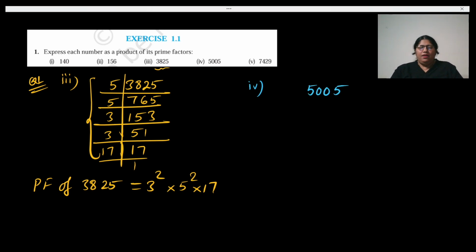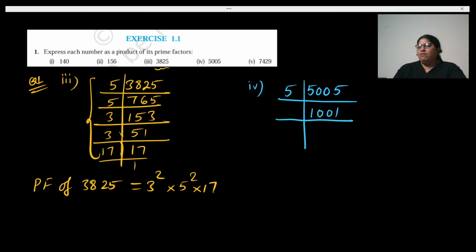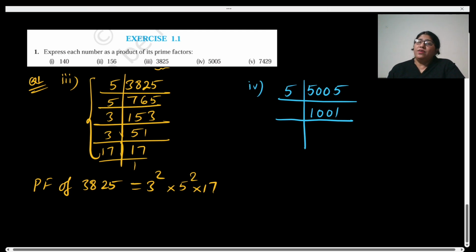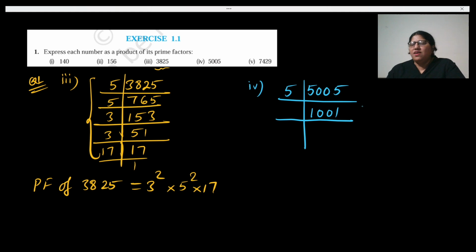Other than that, if I see the next number, 5005, because it looks a little bit different, how are you going to do the prime factorization? First it will be divisible by 5, so 1001. Now 1001 is not divisible by 2, and it is not divisible by 3, because of the sum of digits. So you check for 7 also. In some cases the number will be divisible by 7. For 7 we don't use any divisibility rule, you have to divide and check. So if I take it here, it is divisible by 7.